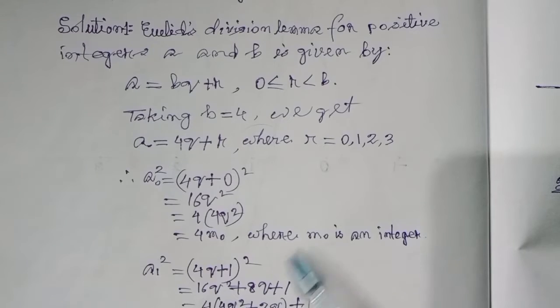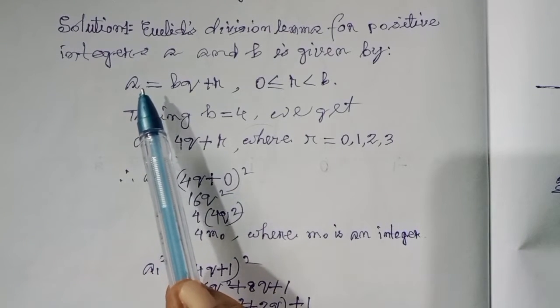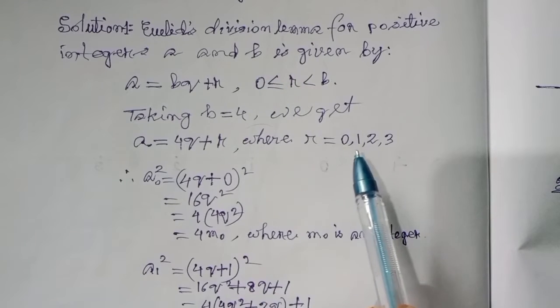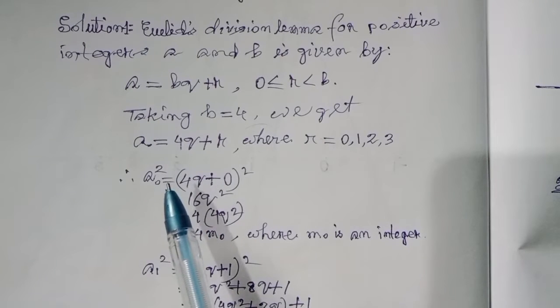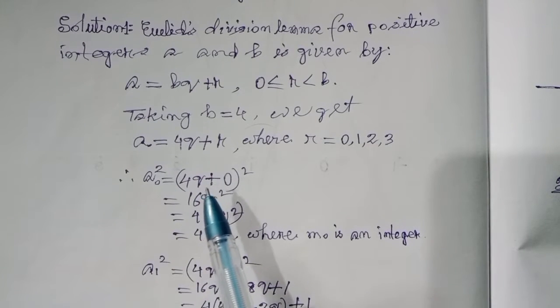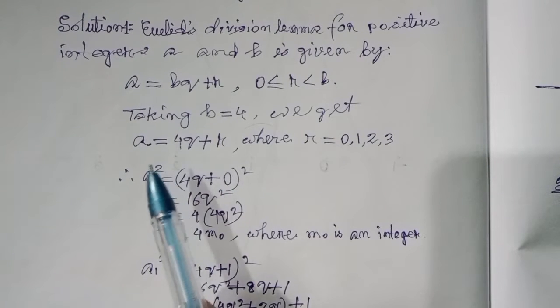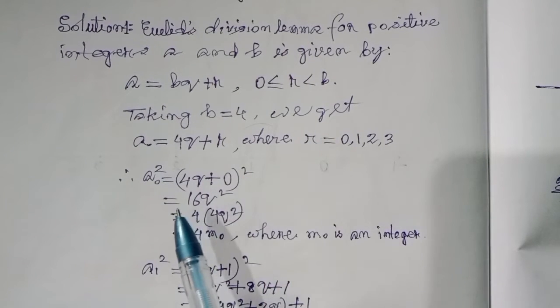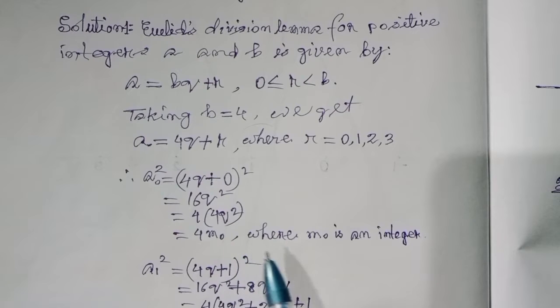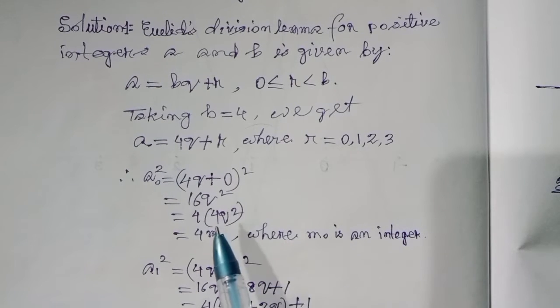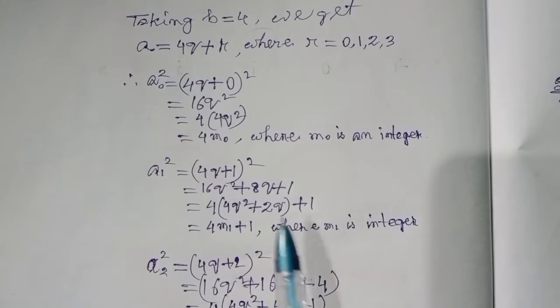So now you see, we shall denote this variable a corresponding to the r values 0, 1, 2 and 3 with suffixes. So a0 is equal to 4q plus 0. When we square it, we get 16q square equal to 4 into 4q square equal to 4m0, where m0 is an integer. It is because 4q square is again an integer and it is called m0. It is 4m0 because r is equal to 0. Similarly, we shall proceed for the other terms.